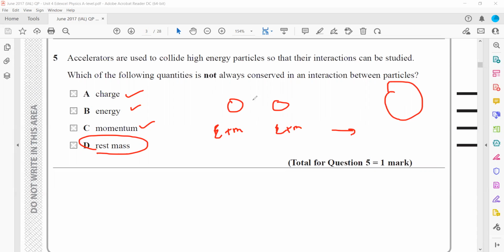The sum of these masses might not be the same as the mass of a new particle, but the sum of energy and mass before the interaction will be equal to that after. The idea is that some of the mass may convert into energy, or some of the energy may convert into mass. So there is no conservation of rest mass. Mass energy is conserved.